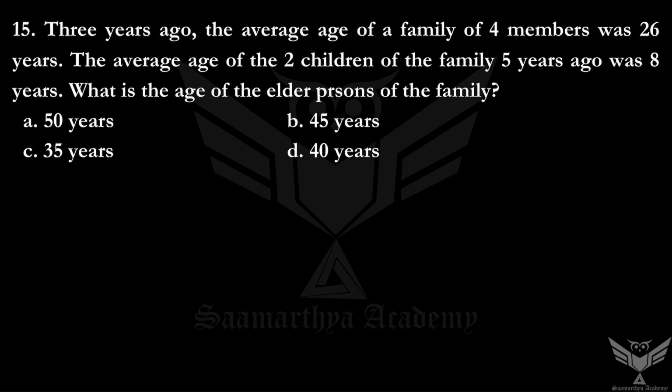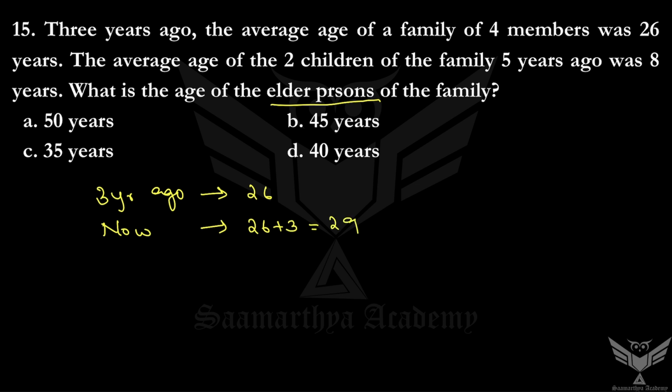3 years ago, the average age of a family of 4 members was 26 years. The average age of 2 children of the family 5 years ago was 8 years. What is the age of the elder persons of the family? 3 years ago, the average is 26. Now it will be 26 plus 3, that is 29. For how many people? 4, that is 116 years.